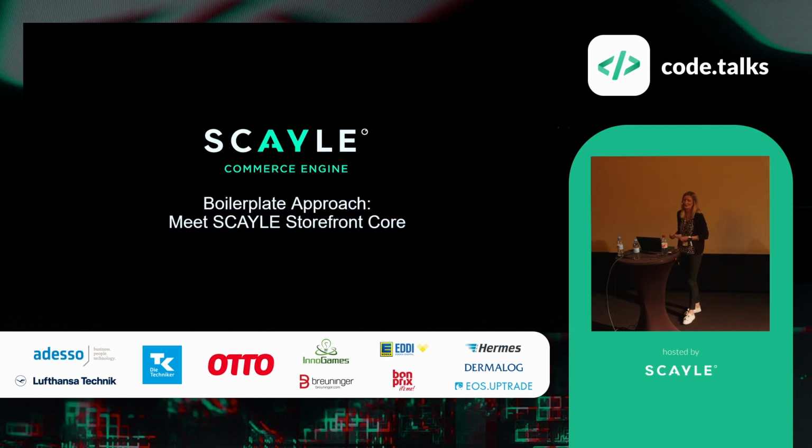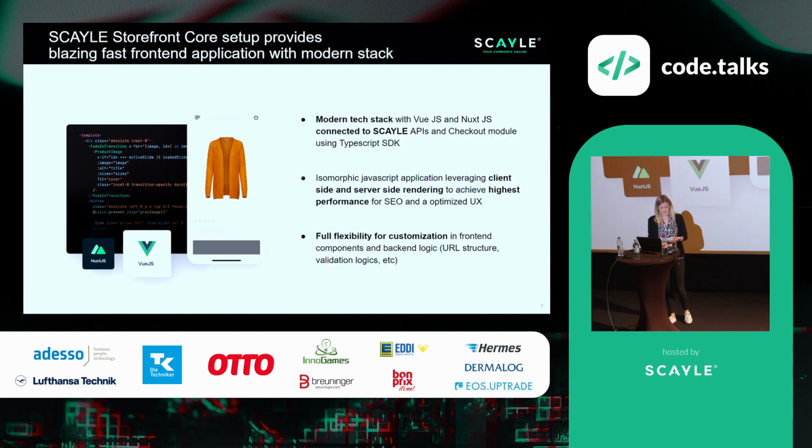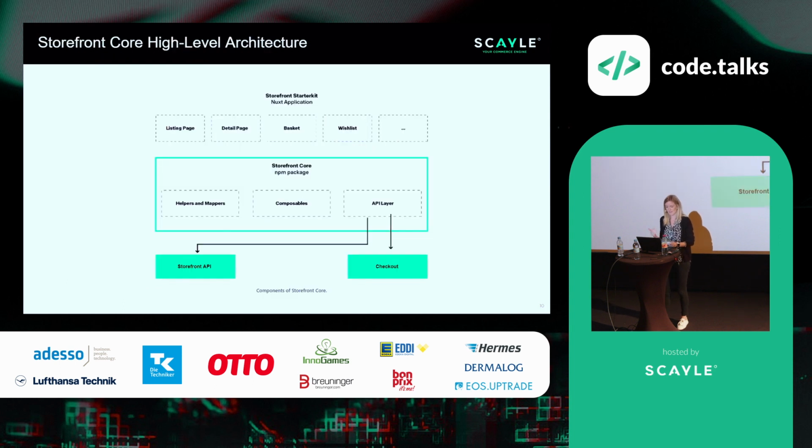This is where you get to meet our SCAYLE Storefront Core. The Storefront Core is an all-in-one white-label solution for quickly building high-performance e-commerce shops for SCAYLE commerce engines. Our aim is to make it extremely easy and quick to build a best-in-class shop front end. It is based on a modern tech stack, Vue.js and Nuxt.js, connected to SCAYLE APIs and a checkout module. We will get into technical details later on.